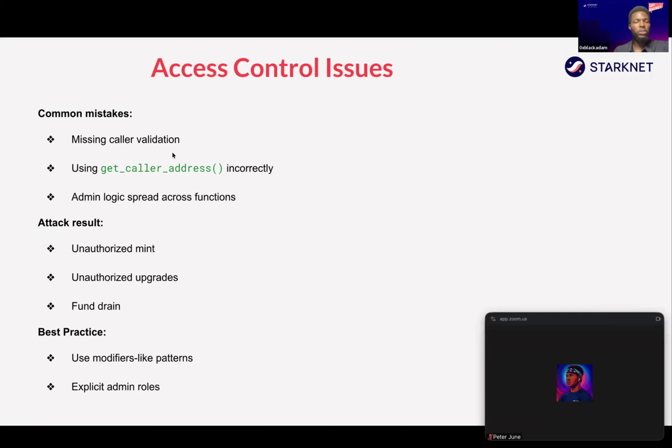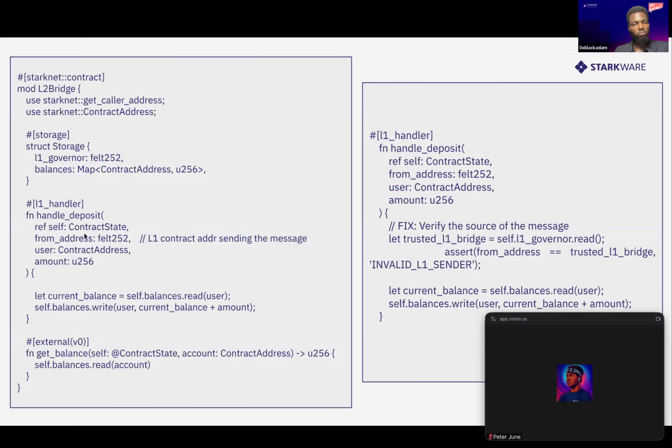Okay, so the issue here is access control, right? We are missing the caller validation, and we are using get caller address incorrectly. Although we have it in our input, we are not using it in some of the functions. So some of the attacks we can notice with that are unauthorized mint, unauthorized upgrade, and funds can be drained, just as we have it here now. So you can increase your deposit and go ahead and withdraw any amount from the contract. As long as the contract has that balance, you can always just go ahead and withdraw.